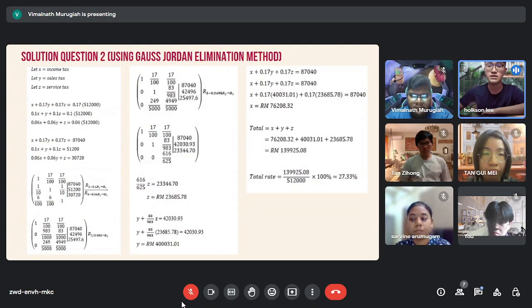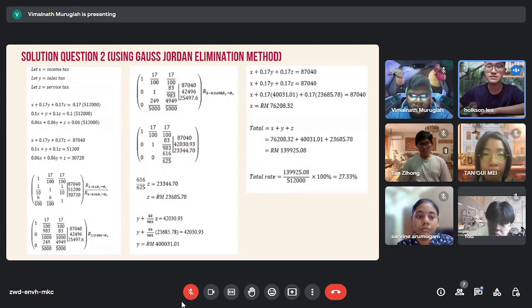For the first step, R2 minus 0.1 times R1, and R3 minus 0.06 R1, and then we form the new R2 and new R3. After forming the new R2 and new R3, R2 is divided by 0.983 to become the new R2. And then R3 minus 0.0498 R2 equals the new R3. And then we will form the final matrix.